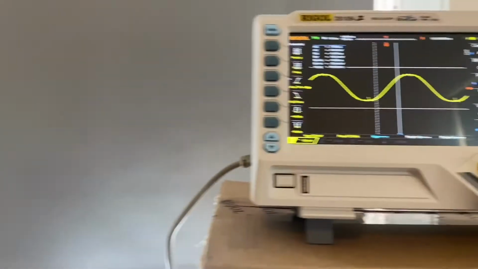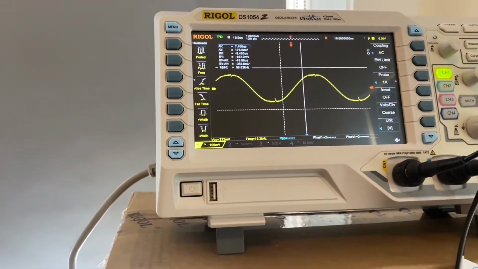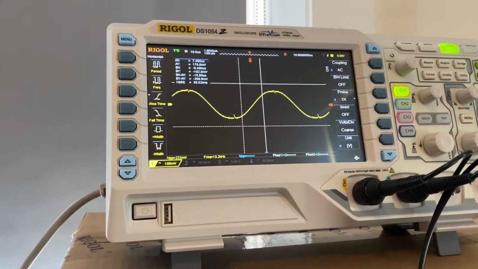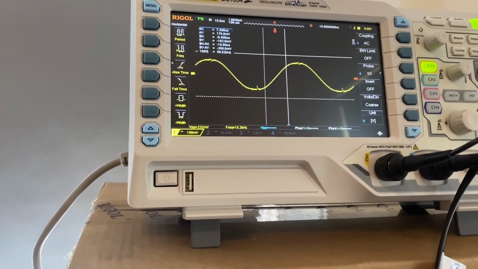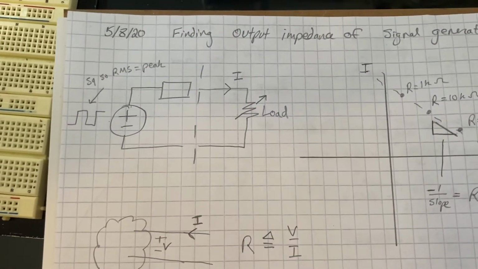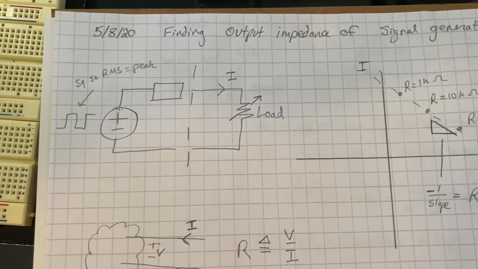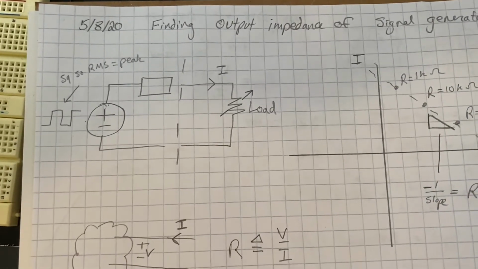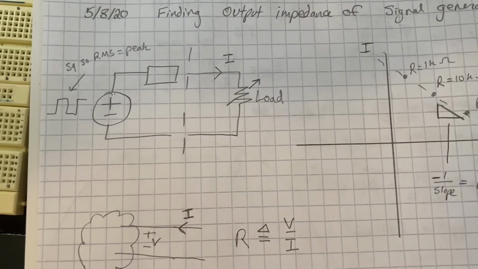So what I have on channel 1 is, all I'm doing is probing the output terminals of the frequency generator. And what I'm going to do is change the load that is attached to it and see how the voltage changes with the load.